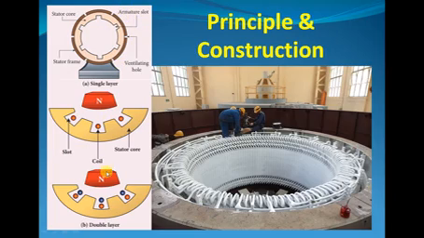It also contains two types of windings. One is single layer winding, another one is double layer winding. Single layer winding means the slot is occupied by the coil as a single layer.